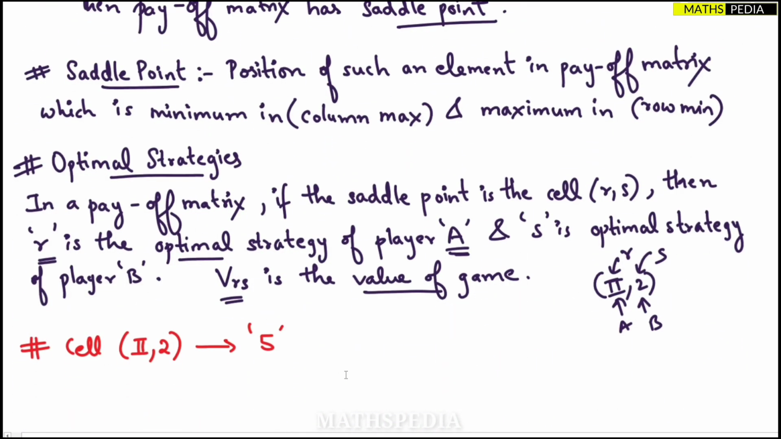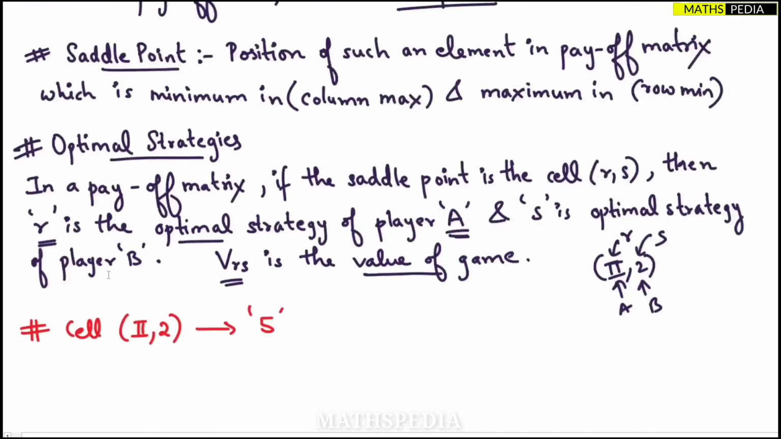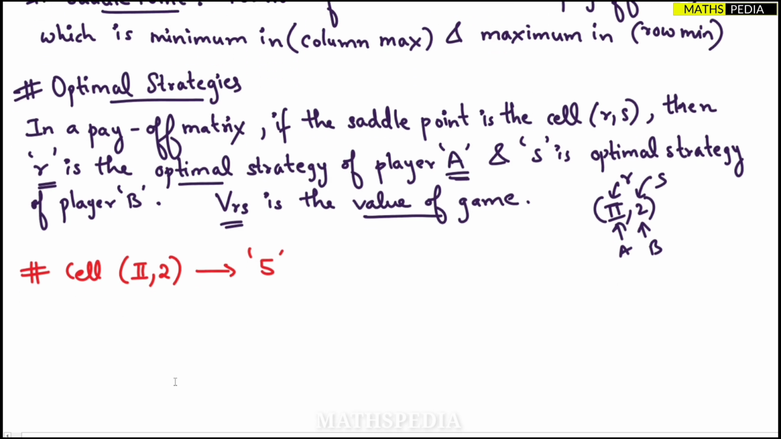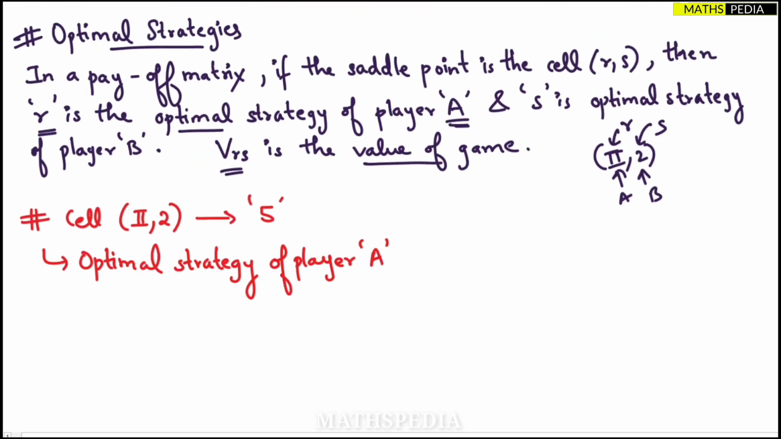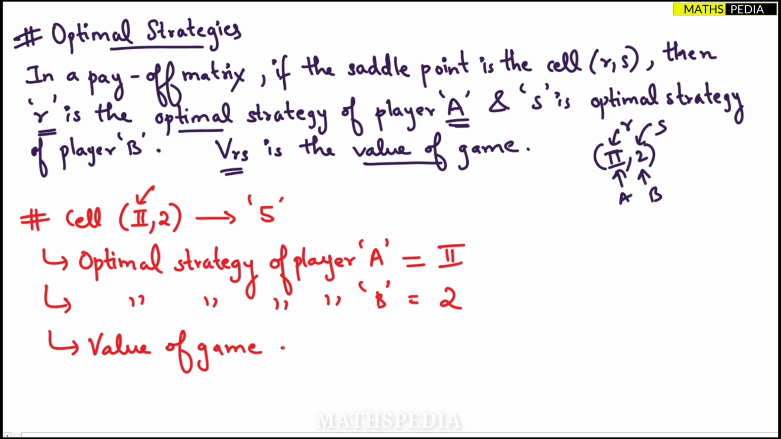Okay, fine. So I got the cell location as this thing. The saddle point we found out is nothing but the position. What is the optimal strategy of player A? As I said, the first one, player A, I wrote, it is 2. And the optimal strategy of player B is also 2. And what else is there? Value of game. Value of game is nothing but the number allocated at a saddle point, which is 5. So it is equal to 5.